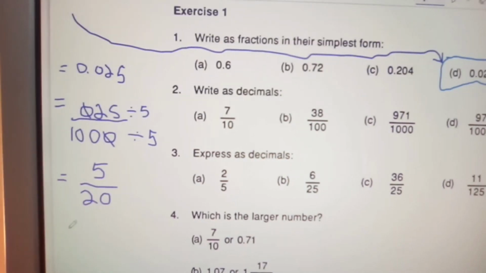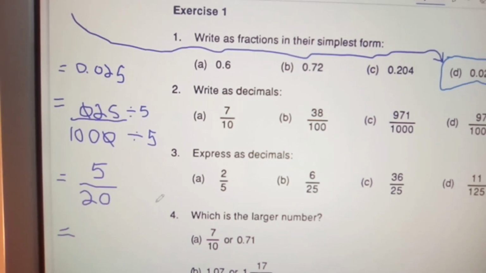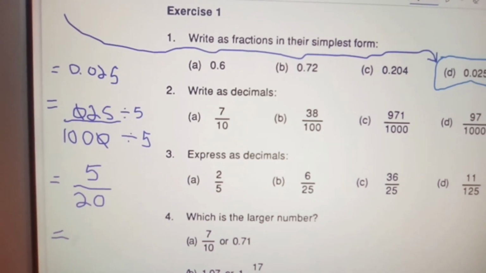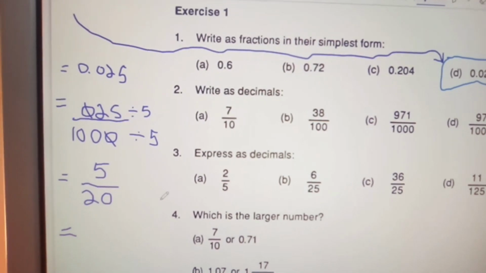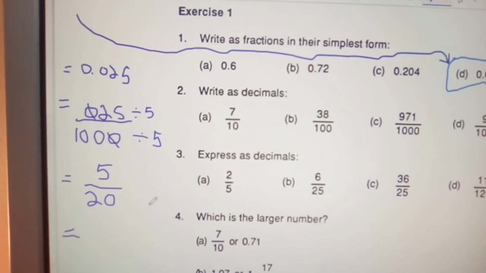Now, here's another interesting part, because we now have another equal sign. Okay, it's just gone wiggly. Okay, so that's the interesting part now.